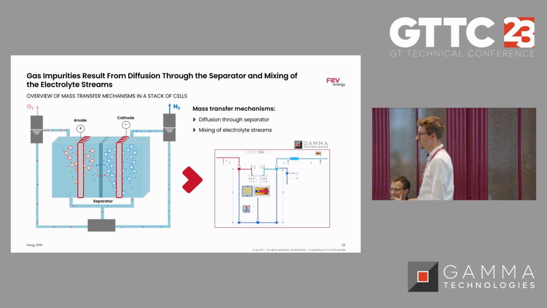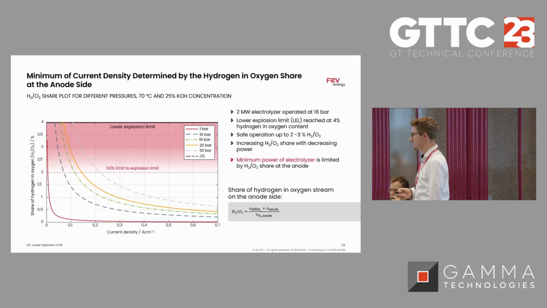So actually the mixing is also crucial to simulate, to actually get the overall hydrogen in oxygen concentration, which is then key really for the low load, to look at what concentrations you end up with. So hydrogen compared to the oxygen on the anode side, and here it's really crucial because at around 4% hydrogen in oxygen you really reach that lower explosion limit. So you really want to avoid that.